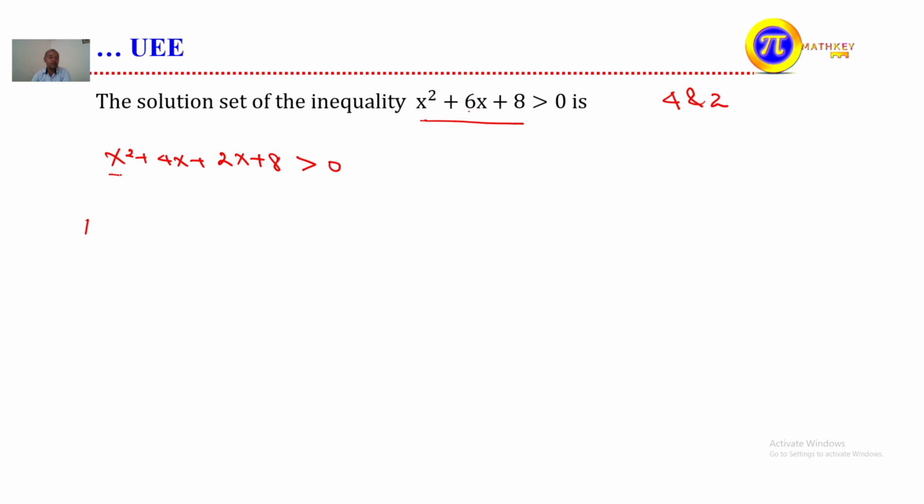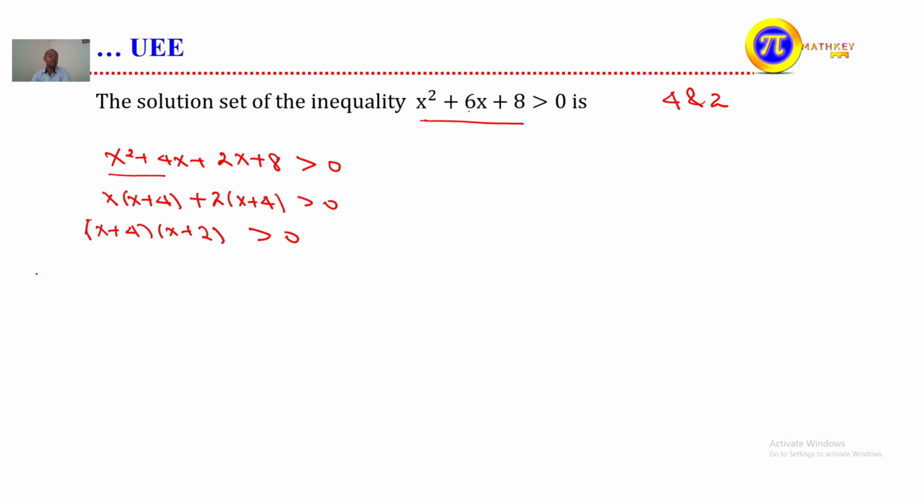Now take common factors. From the first two terms the common factor is x, and we have x plus 4. From the last two terms the common factor is 2, and again we have x plus 4. This is greater than 0. The common factor is x plus 4, times x plus 2, still greater than 0. Using the product property, this product is greater than 0 when they have the same sign.